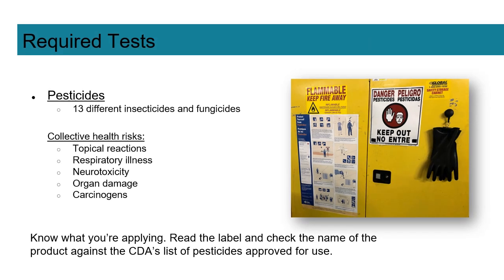Pesticides. Colorado requires testing for 13 different insecticides and fungicides. In some cases, you may see that the list is 15, and that is because 2 of the pesticides have different chemical forms. Collective health risks: topical reactions, respiratory illness, neurotoxicity, organ damage, and cancer. Know what you're applying, read the label, and check the name of the product against the Colorado Department of Agriculture's list of pesticides approved for use.